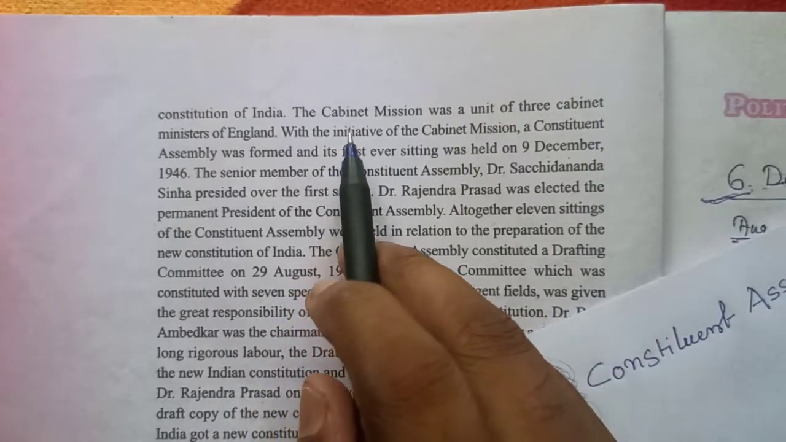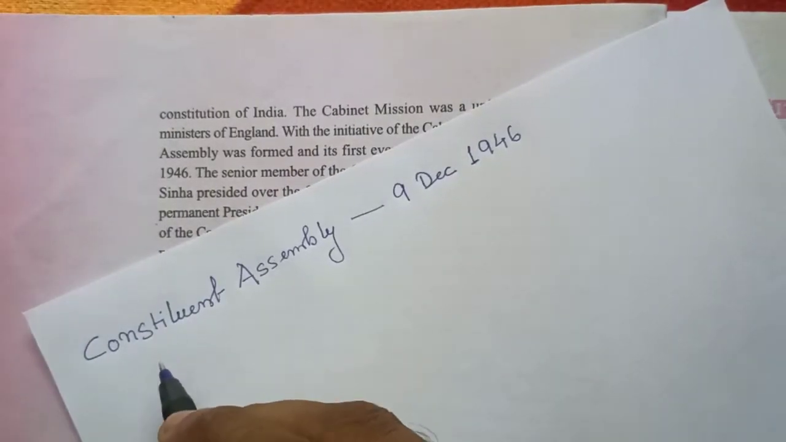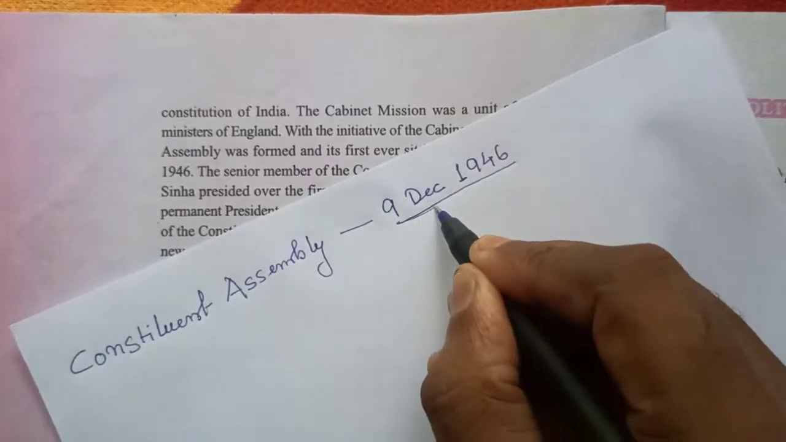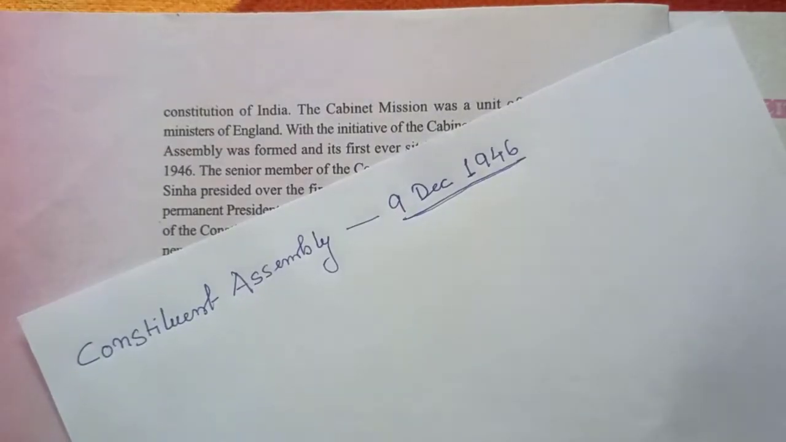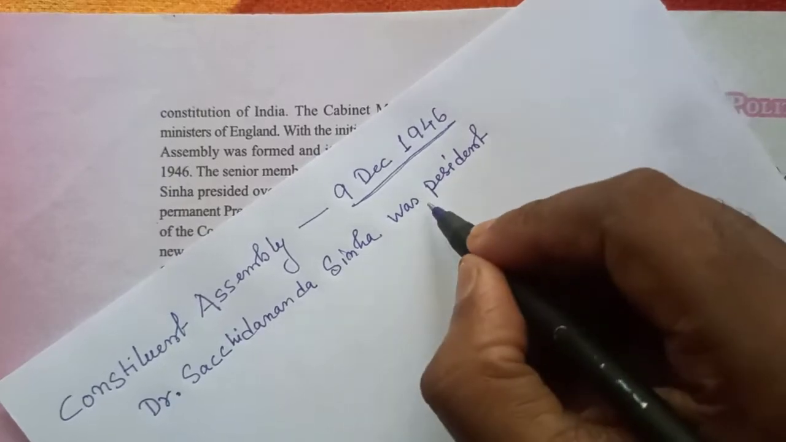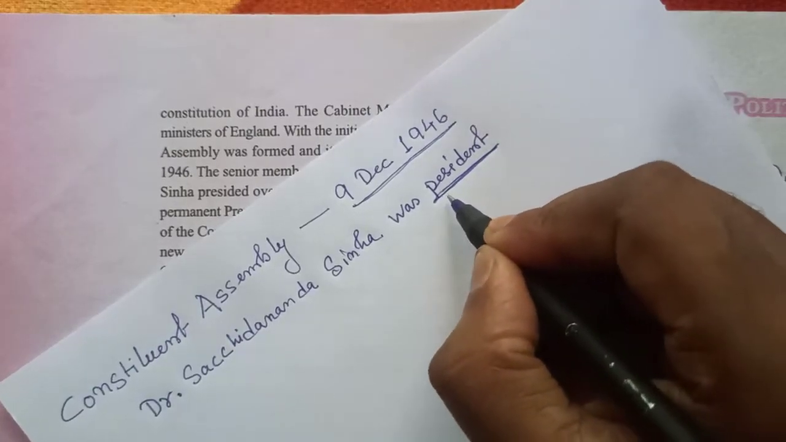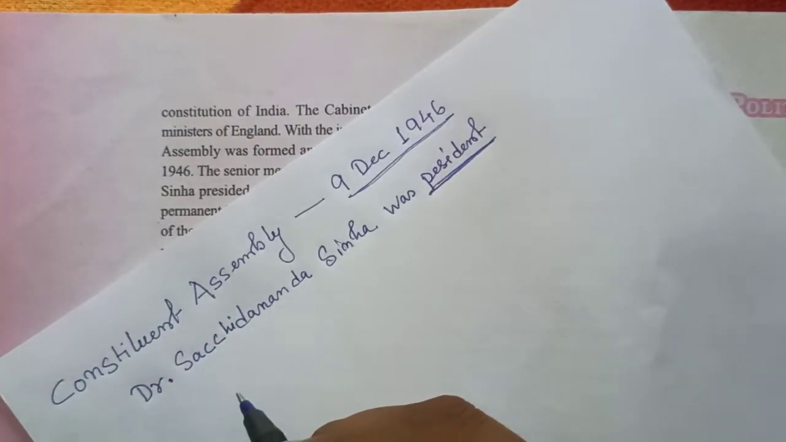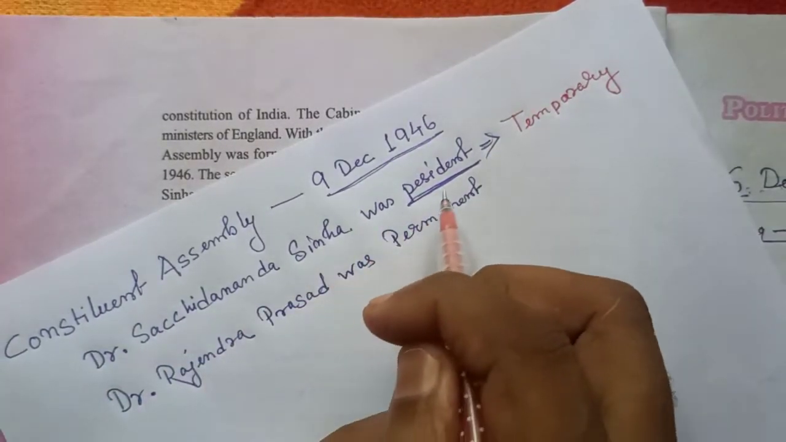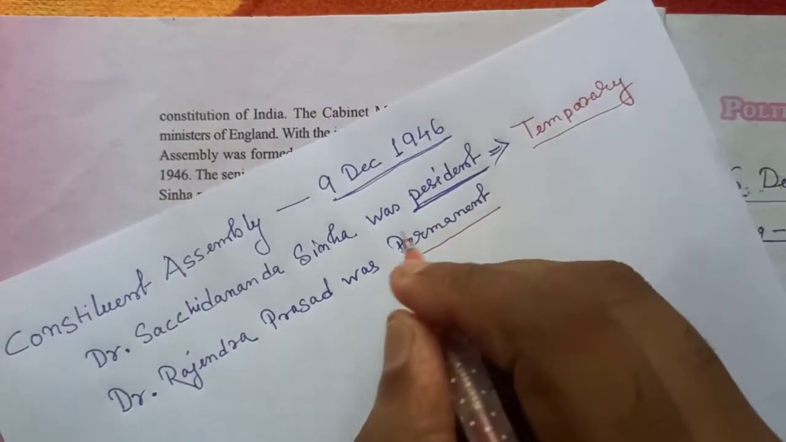Now see, to make the constitution, first the Constituent Assembly was formed, and on 9th December 1946, the first sitting of the Constituent Assembly was held. Dr. Sachchidananda Sinha was the president of that first meeting, and he was the temporary president. He was not the permanent president. The permanent president was Dr. Rajendra Prasad.